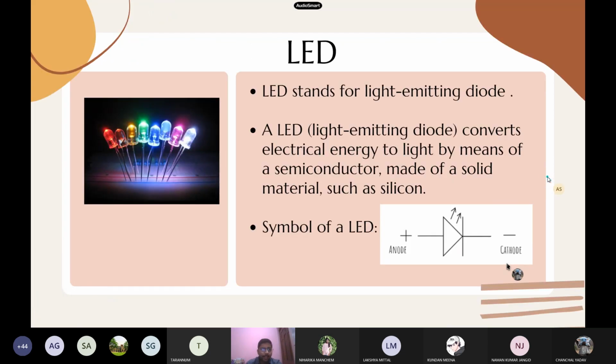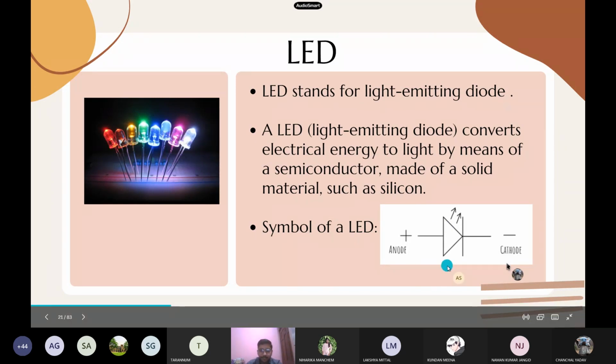So next, let's move to the LED section. What are LEDs? You might have come across LEDs in your daily life very frequently. For example, the bulb which you use in your home might be made of LED. So what is this? LED stands for light emitting diode. They basically convert electrical energy to light energy and are made up of semiconductor materials. You can look at the symbol of an LED here.